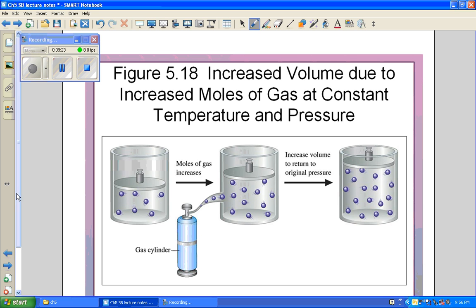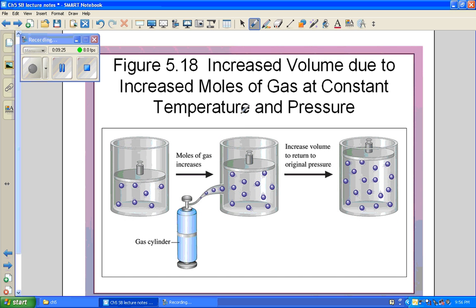And the last one is we're going to increase the volume due to increased moles of gas. So we're taking Avogadro's law here. You can see that we have constant temperature and constant pressure, shown by our one little weight sitting here in the diagram. And so we are increasing the number of moles. You can see the gas cylinder that they have here. So we have the same temperature, but I have increased the number of gas molecules.